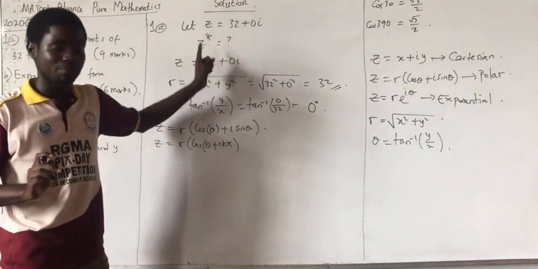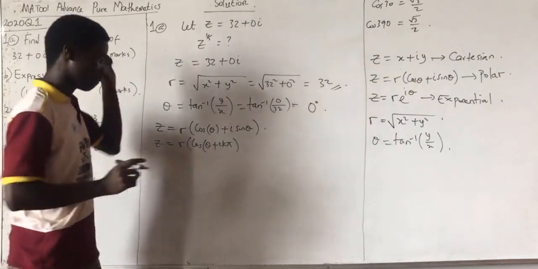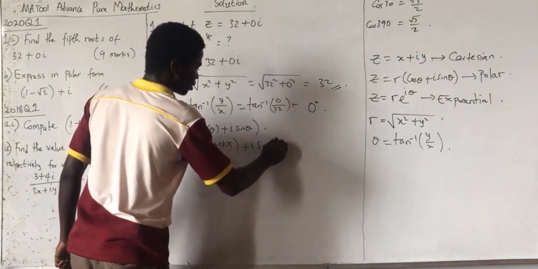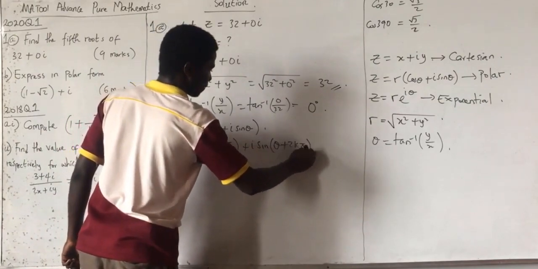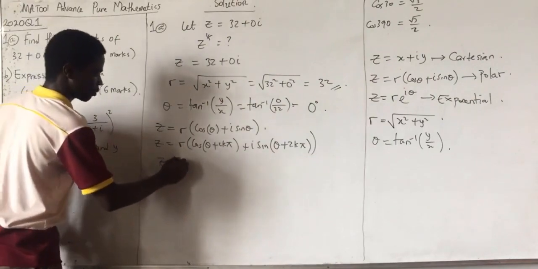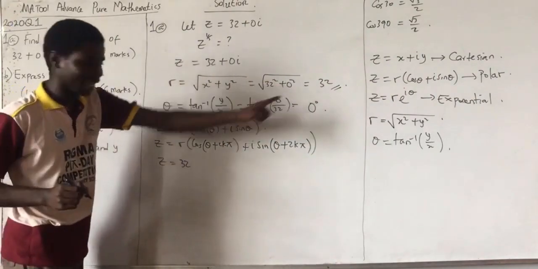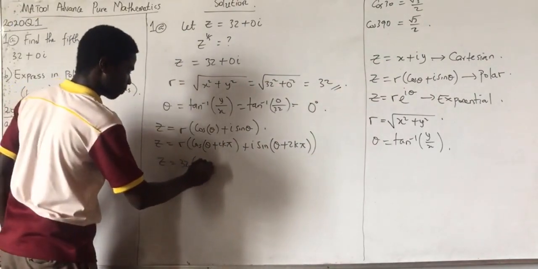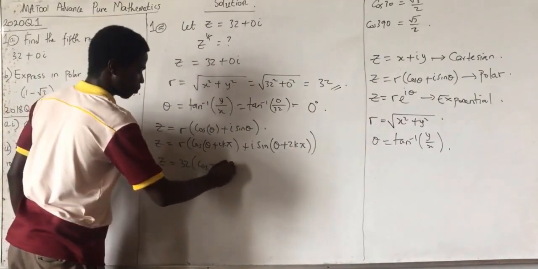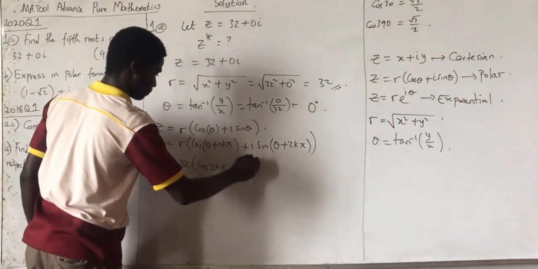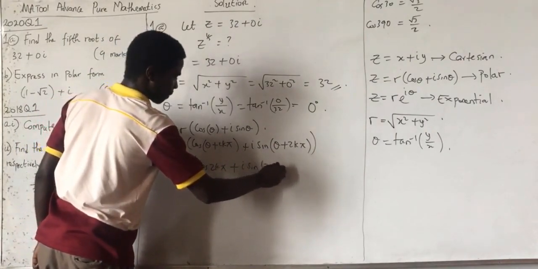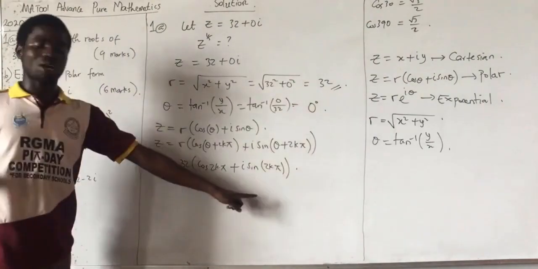Whenever you see this type of question, this is what you are going to be doing. R cos of theta plus 2k pi plus i sine of theta plus 2k pi. So that means Z is equal to 32. R is 32. Cos theta is 0, so I'll just be left with 2k pi, plus i sine 0, this one is also 2k pi. That's what you are going to have.